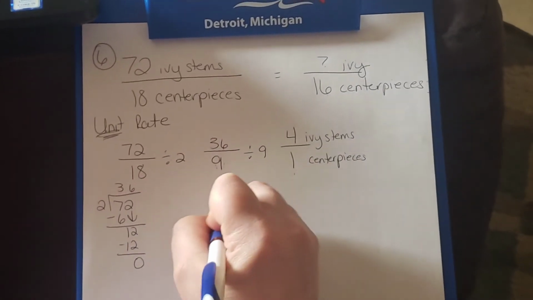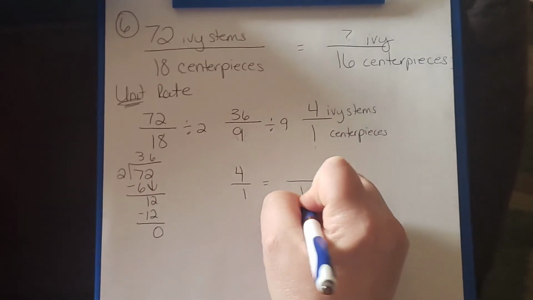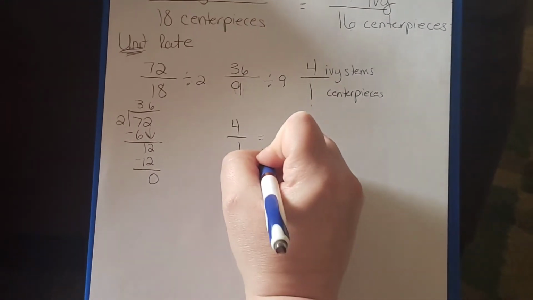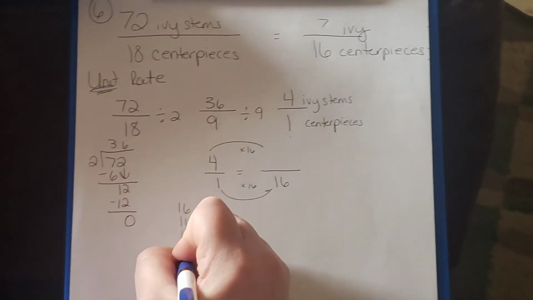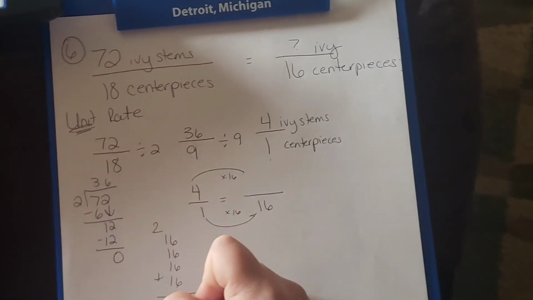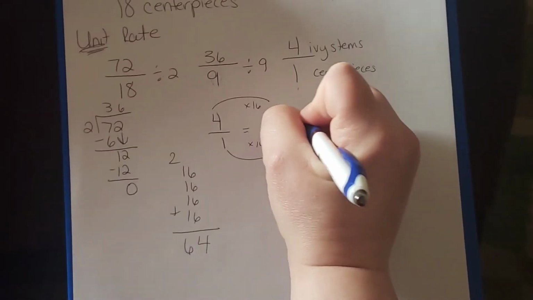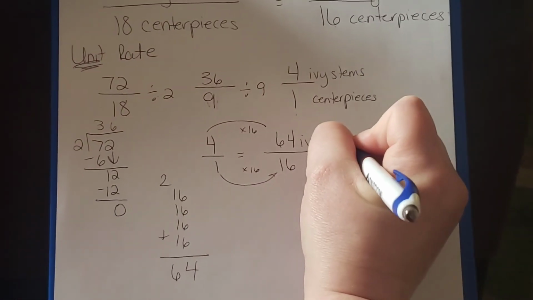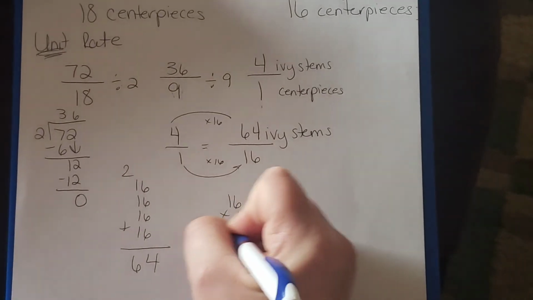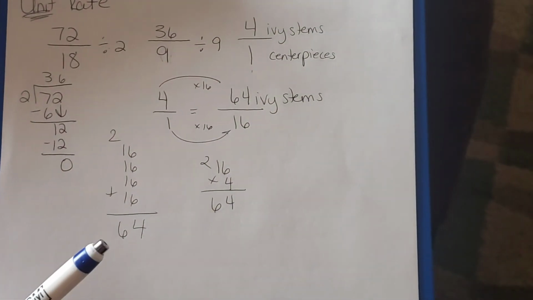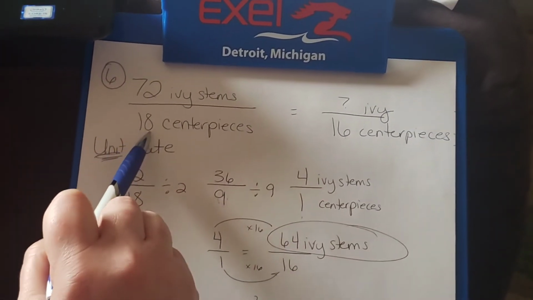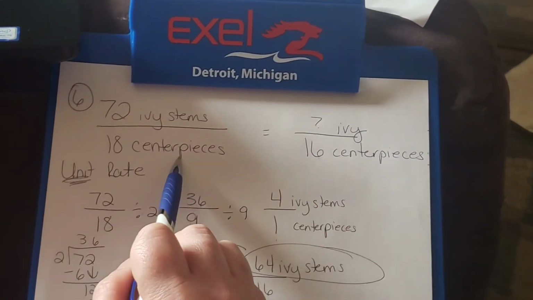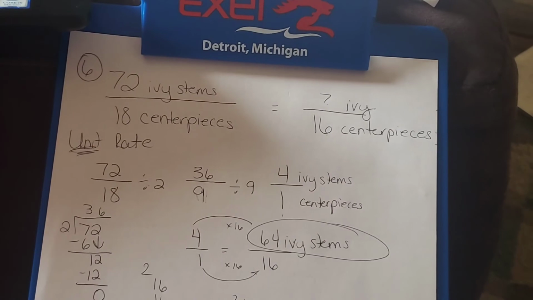So I can take my 4 to 1 and get it to equal the 16 centerpieces. Clearly, I'm multiplying by 16. I can just add 16 4 times and get 64 ivy stems, or I can multiply and still get the same answer. I would need 64 ivy stems. That makes sense because 16 is just a little bit less than 18, and 64 is just a little less than 72.